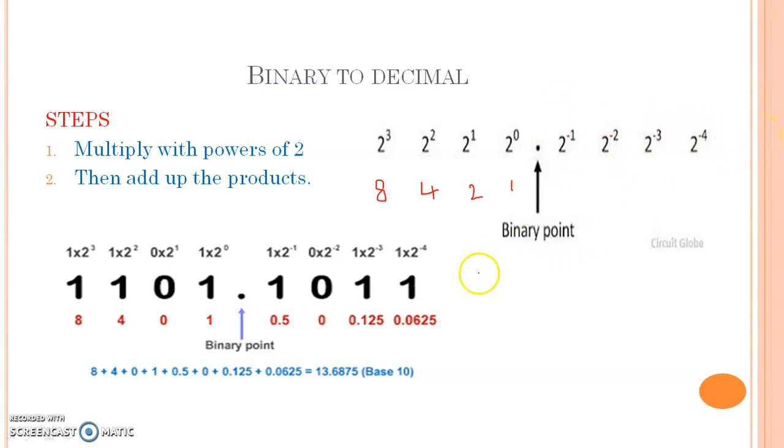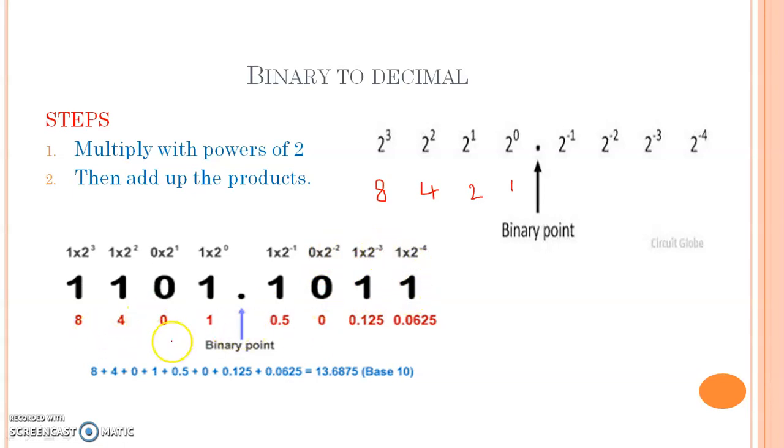Okay, so let's see one example. How will you convert this, 1101.1011? You have to multiply with corresponding weights. So how will you calculate this? 1 into 2 raised to 0 plus 0 into 2 raised to 1 plus 1 into 2 raised to 2 plus 1 into 2 raised to 3 plus 1 into 2 raised to minus 1 plus 0 into 2 raised to minus 2 plus 1 into 2 raised to minus 3 plus 1 into 2 raised to minus 4.